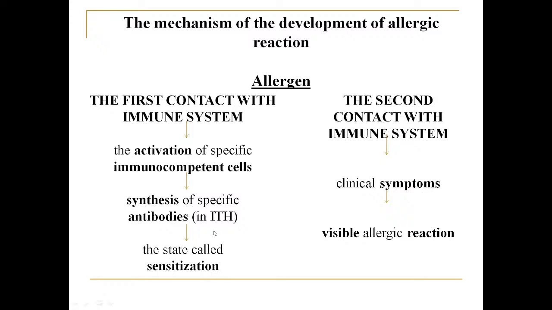IgE circulate in the bloodstream, and they bind with basophils and mast cells. At the second contact of the allergen with the immune system, we can see clinical symptoms. These are visible allergic reactions.